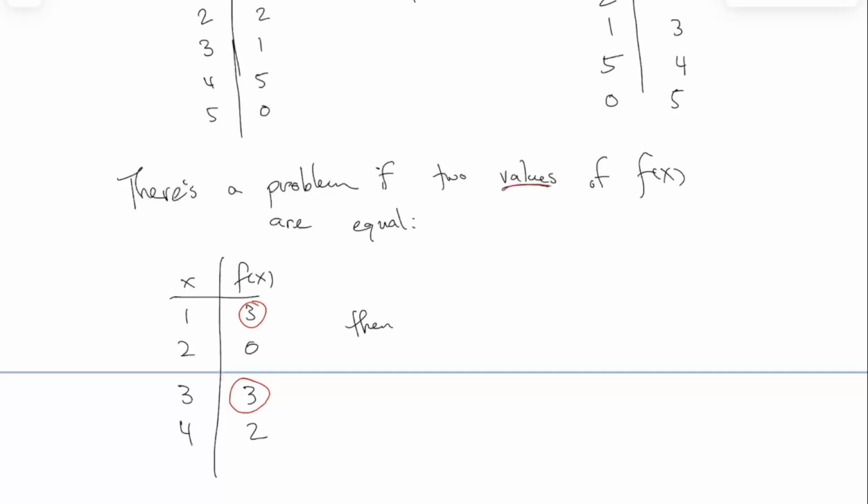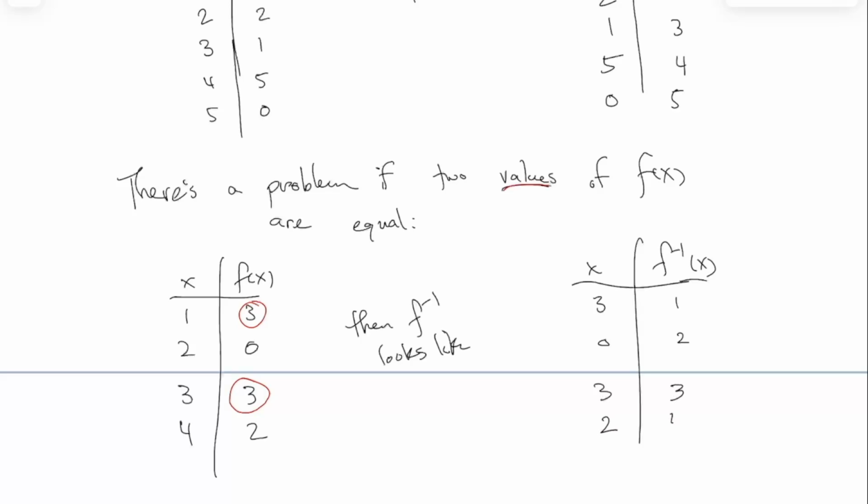So then, f inverse looks like, well, it's written the same data values, but just written the other way around. So this would be 3 and 1, 0 and 2, 3 and 3, 2 and 4. I just swapped the answers with the x's. And can anybody say what's the problem here? I said there's a problem.